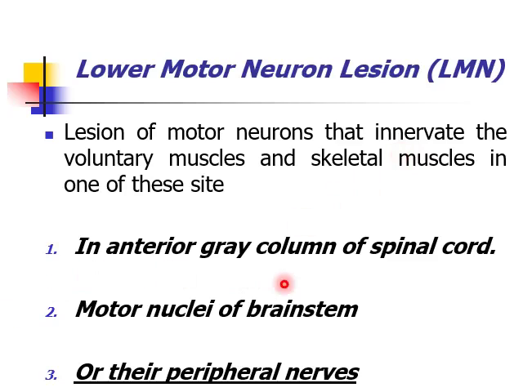If the lesion happens at the anterior gray column of the spinal cord, the motor part of the spinal segment, the gray matter of the spinal segment, usually the anterior horn cell that forms the lower motor neuron cell of the spinal segment is damaged with it. If I'm damaging a motor nucleus of the brainstem, this would also lead to what we call a lower motor neuron lesion. Or if the damage happens at one of the peripheral nerves coming off one of these cells, a spinal nerve, or a cranial nerve coming from a cranial nerve nucleus.